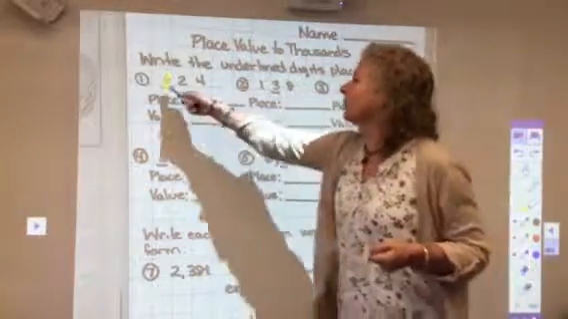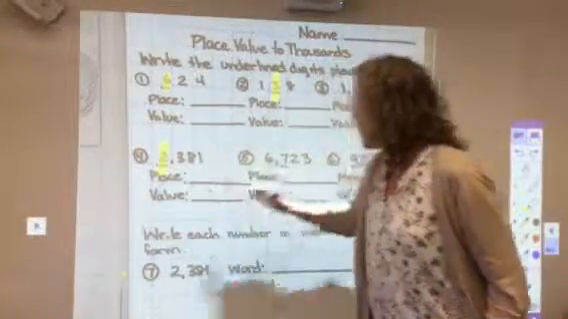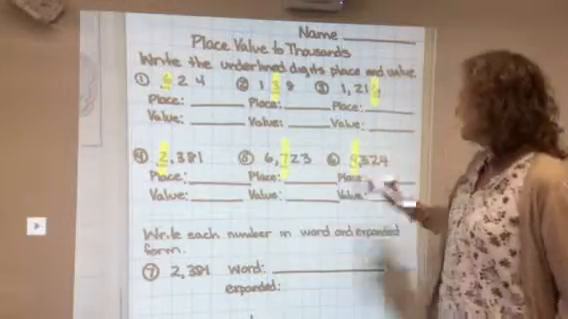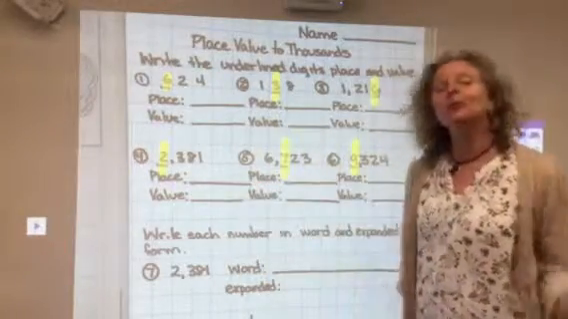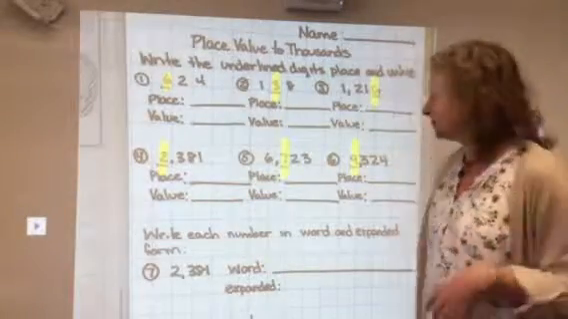So you're going to figure out what the value of that is worth, what the value of that is worth, and that, and that, and oops, not that one, and that, and that. I wrote a little line for you. You can write the place, and then underneath that, you'll write the value.